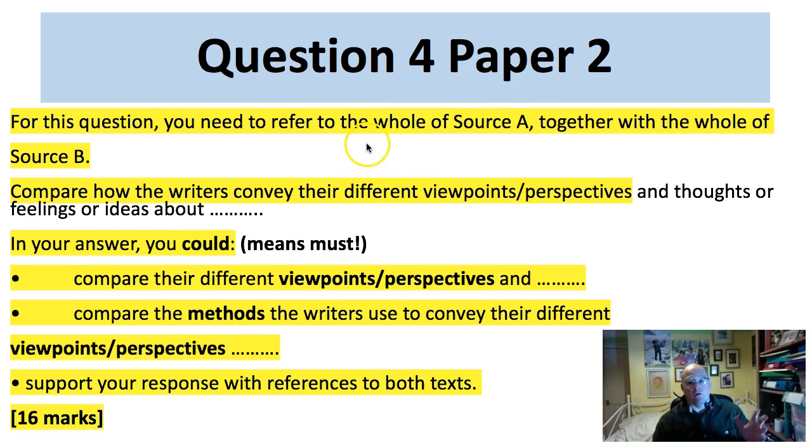And in yellow, I've got what will always appear in the question, no matter what. This will be the same wording. So for this question, you need to refer to the whole of source A together with the whole of source B. So you have to write about both sources and you get information from the whole of each source, okay? You will always be asked, compare how the writers convey their different viewpoints, or they might ask you to convey the perspectives, which is the same thing.